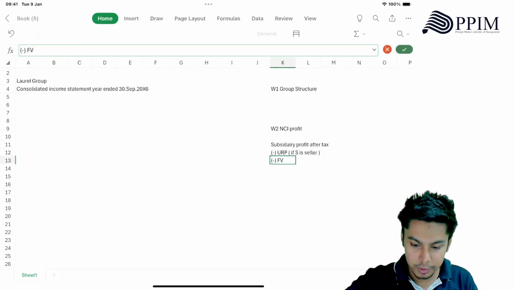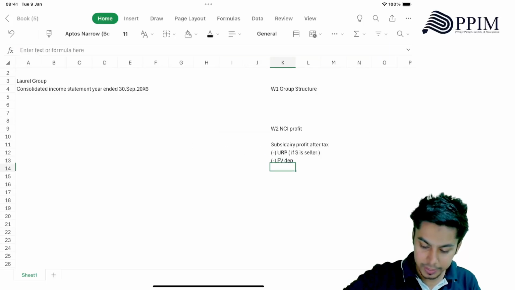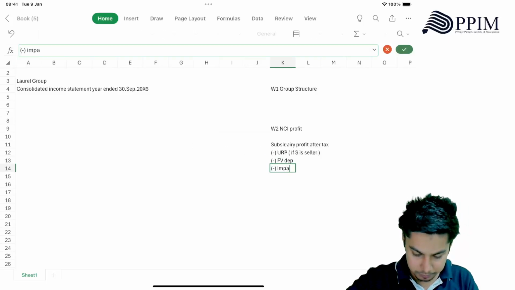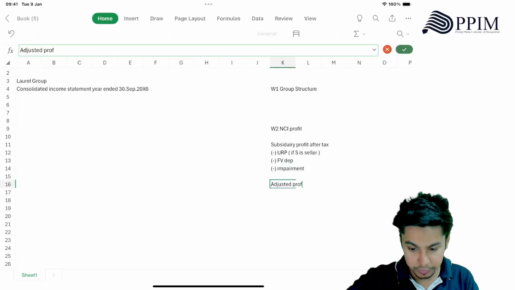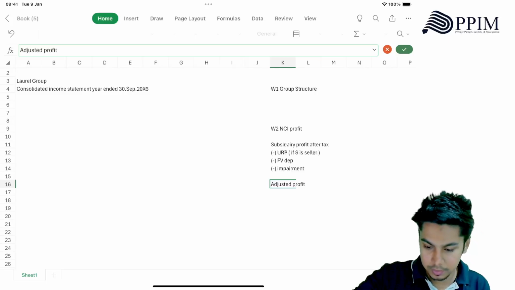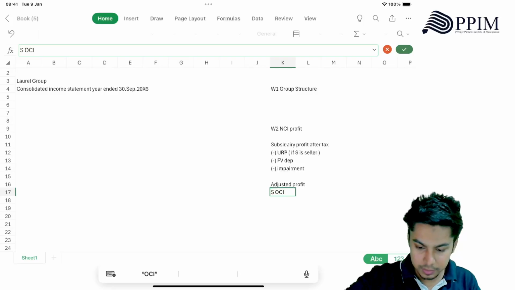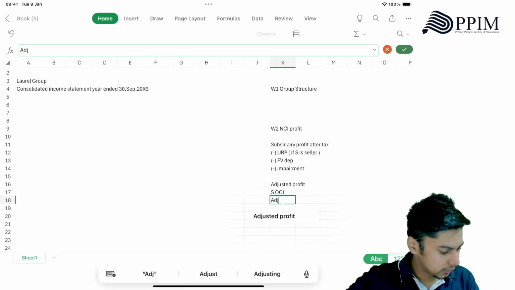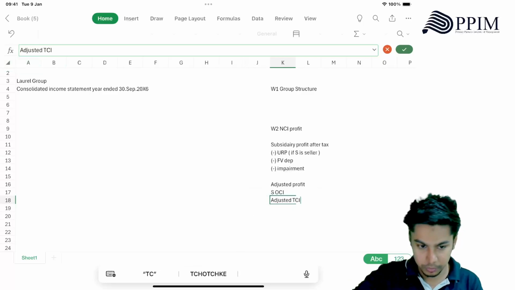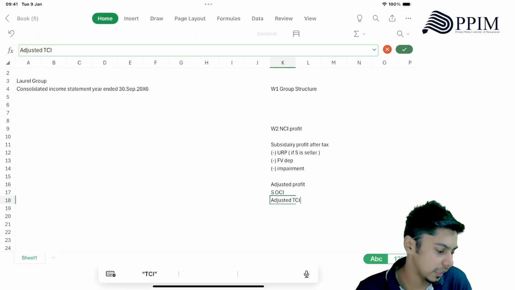Next one, fair value depreciation. Right. What is the next topic guys that we have? Minus impairment. Then that will give you what? Adjusted profit. Then we have subsidiary OCI. Then you will get what? Adjusted TCI. Okay, start writing this one. So these are guys the normal workings that we have for an income statement.